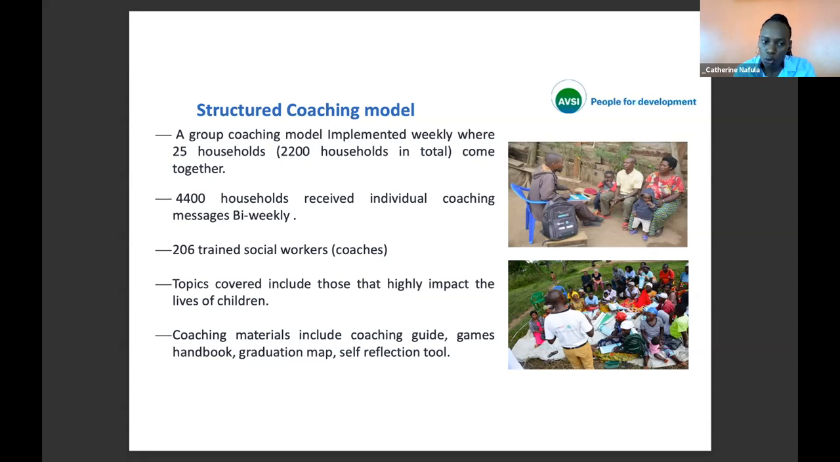Then 206 trained social workers that we call coaches are being trained, and they ensure that on a weekly or bi-weekly basis, they visit the household and offer the messages. The topics being covered include livelihood, prevention, protection, nutrition, and breastfeeding. Then the coaching materials that we use are a coaching guide, game handbook, progression map, and a self-reflection tool that are used in these sessions. Next slide, please.